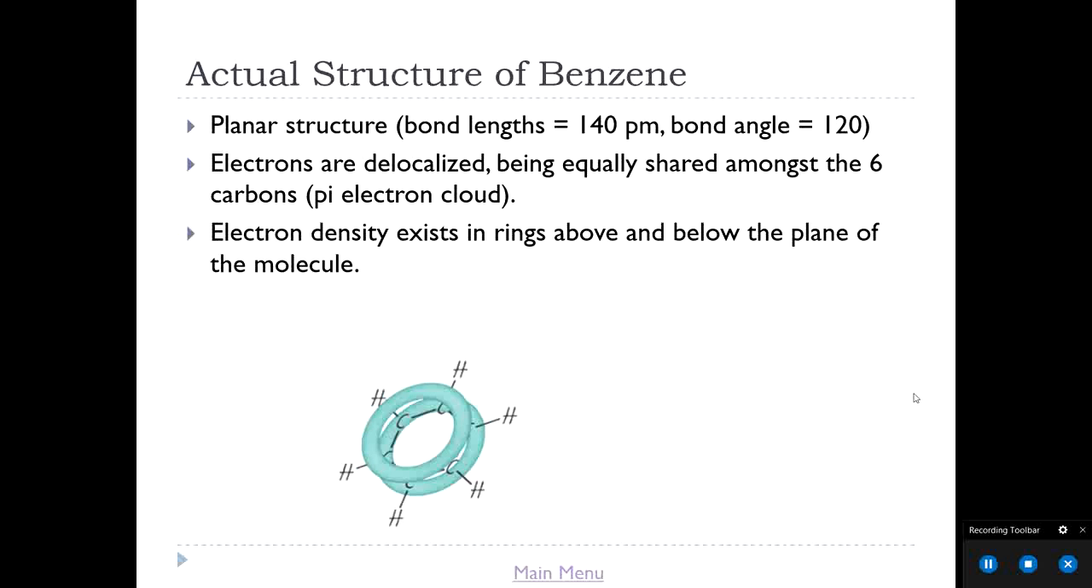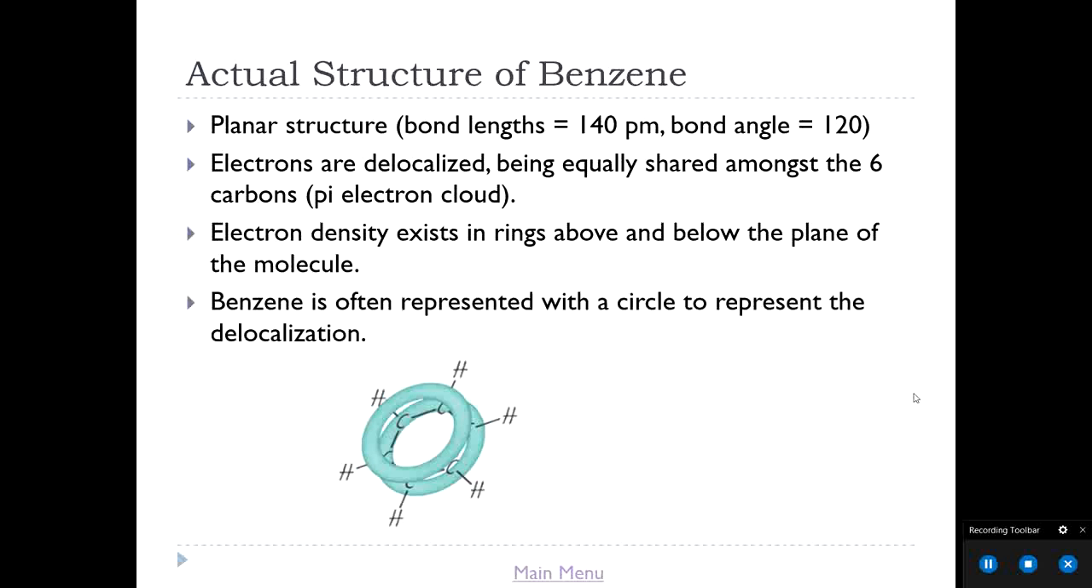Okay, so the electron density exists in rings above and below the plane of the molecule. So that's where we would find the sharing of all of these electrons, in those rings you see in the image. And benzene is often represented with a circle to represent that delocalization of electrons.